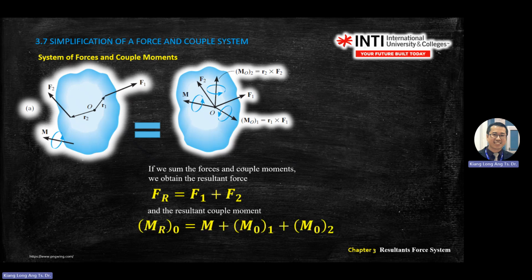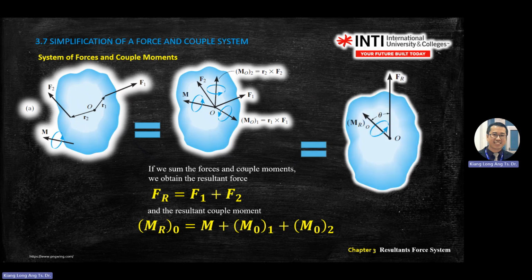So here this diagram will give you M plus MO1 plus MO2. You can simplify into this diagram.